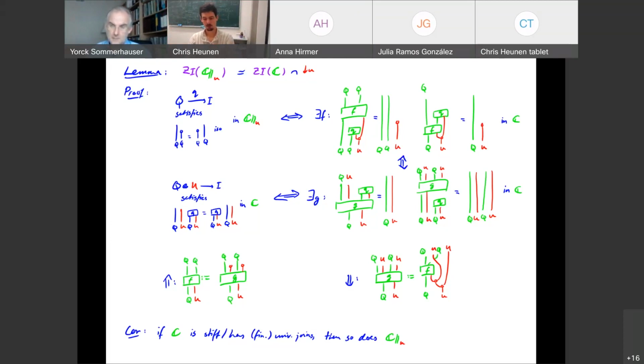So in other words, when we restrict the big category C to a small category CU, what happens to the central idempotents? Well, we take the big set of central idempotents and just look at its downset, all the things below U. We sort of cut it down at U.